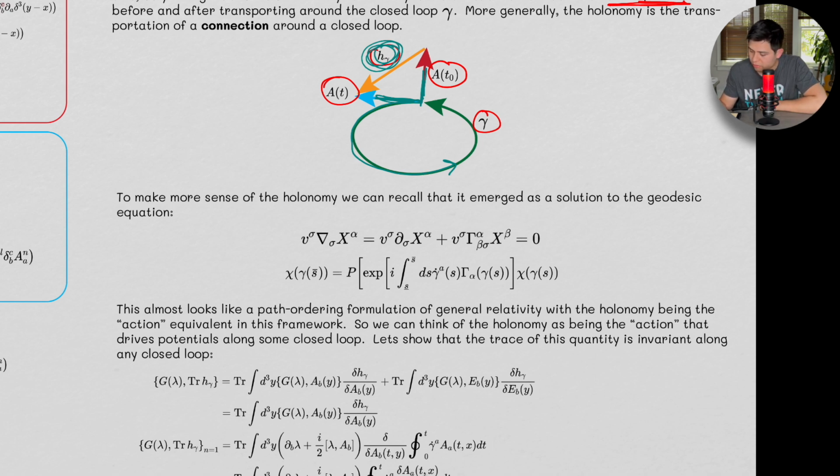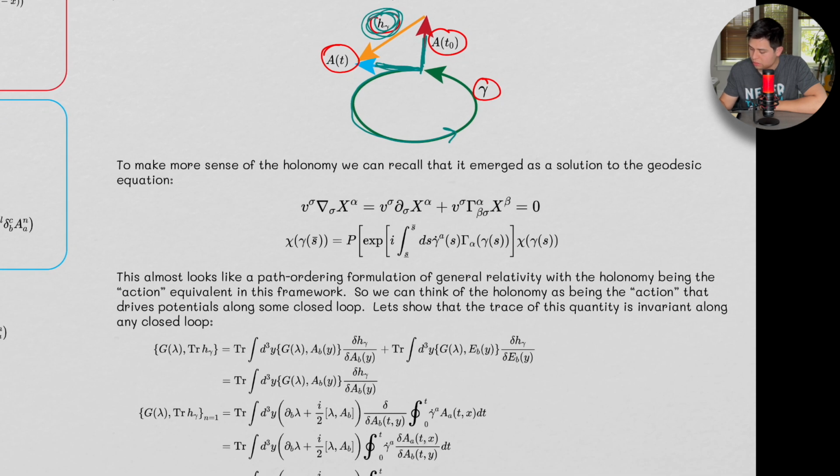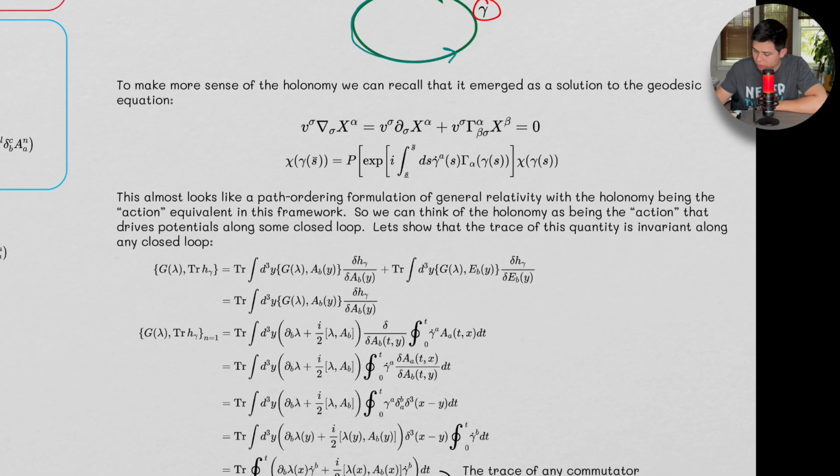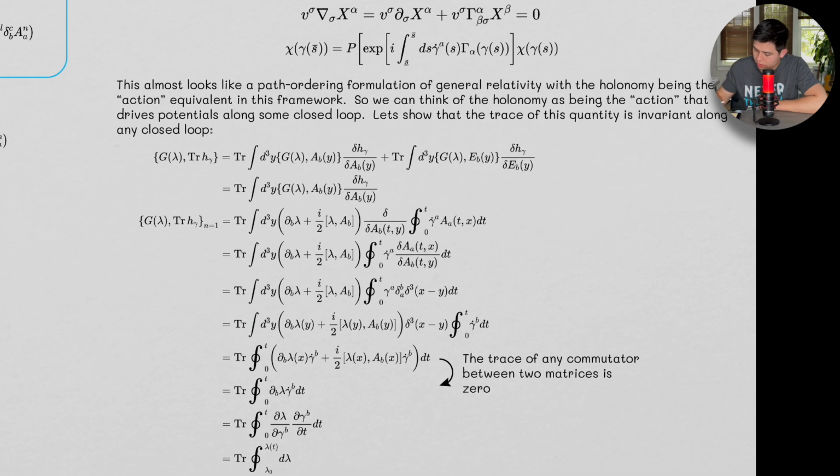So this weird path integral over some closed loop can be thought of as a solution. This almost looks like a path ordering formulation of general relativity, which is quite interesting, with the holonomy being the action equivalent in this framework. So we can think of the holonomy as being the action that drives potentials along some closed loop, perhaps.